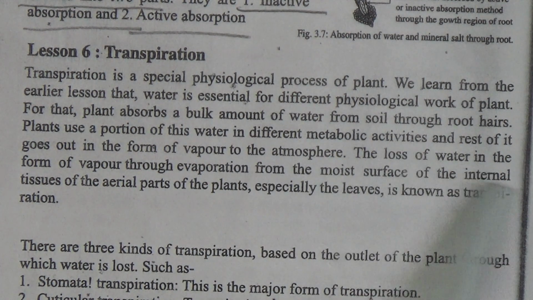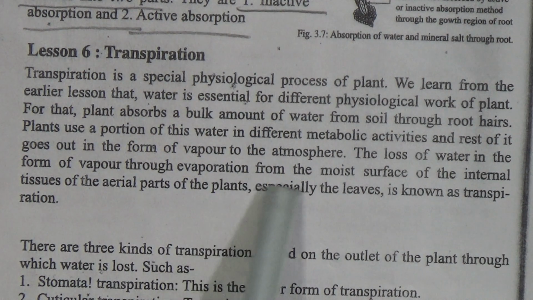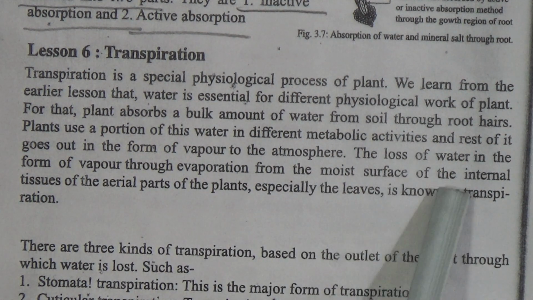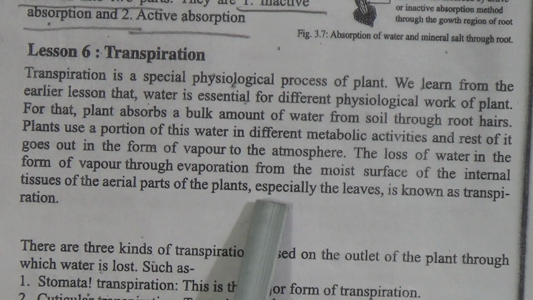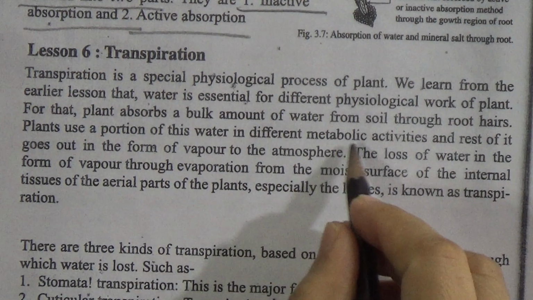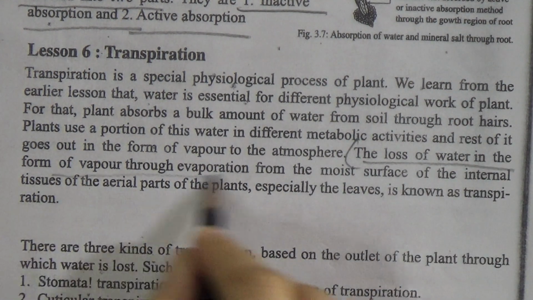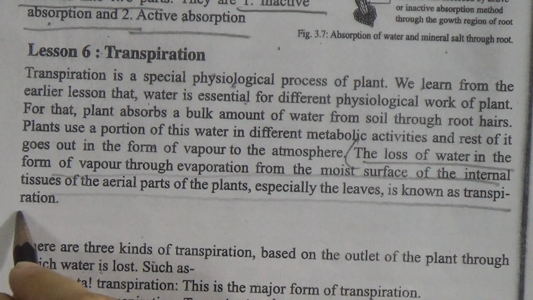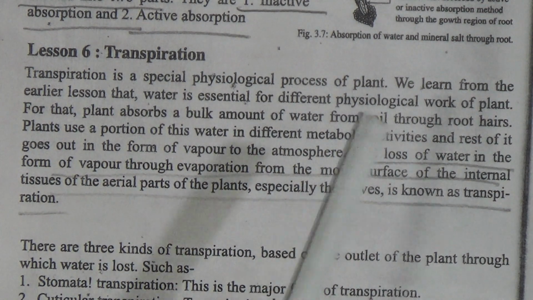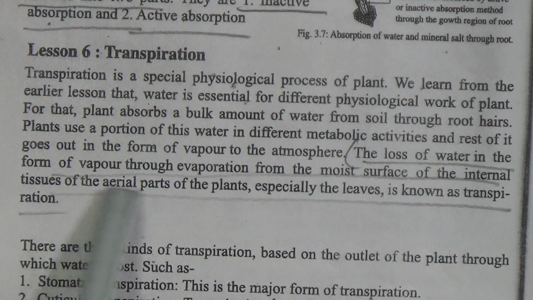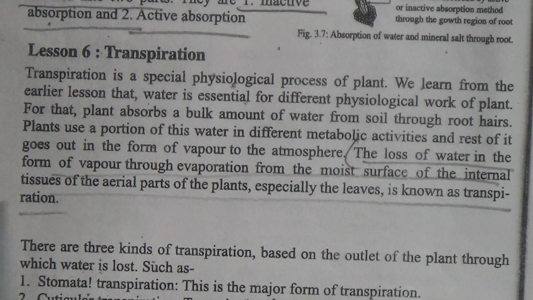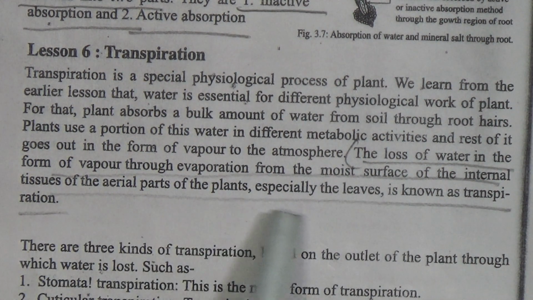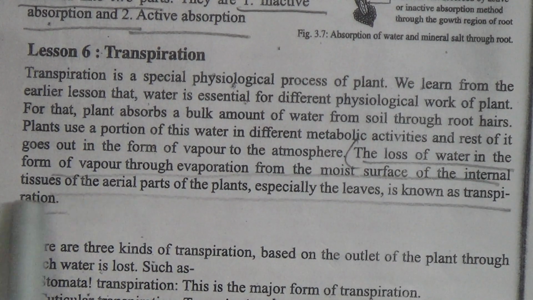The loss of water in the form of vapor through evaporation from the moist surface of the internal tissues of the aerial parts of the plant, especially the leaves, is known as transpiration. So my dear students, this is the definition of transpiration, and learn this definition properly. I repeat, the loss of water in the form of vapor through evaporation from the moist surface of the internal tissues of aerial parts of plants, especially the leaves, is known as transpiration.